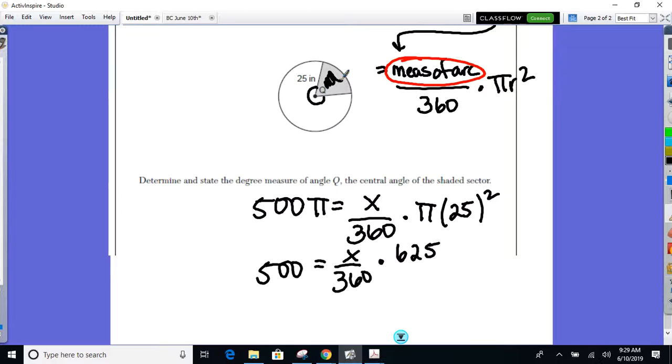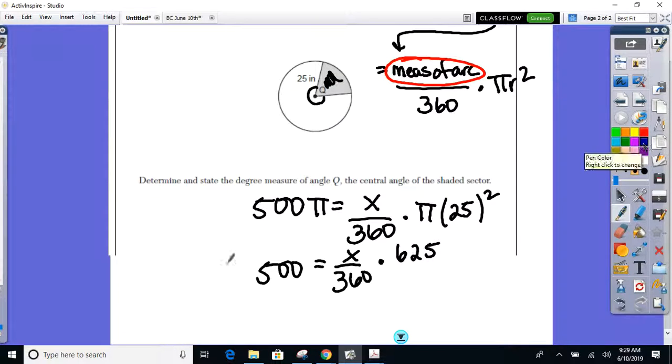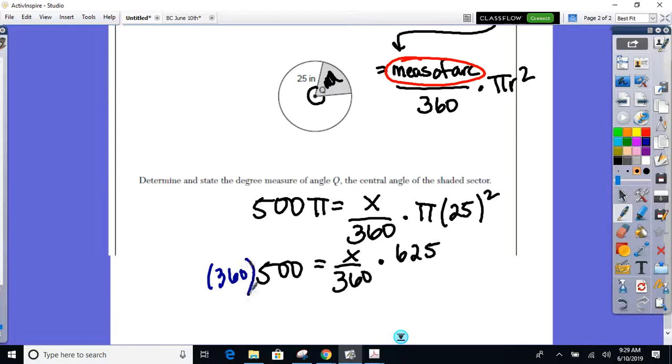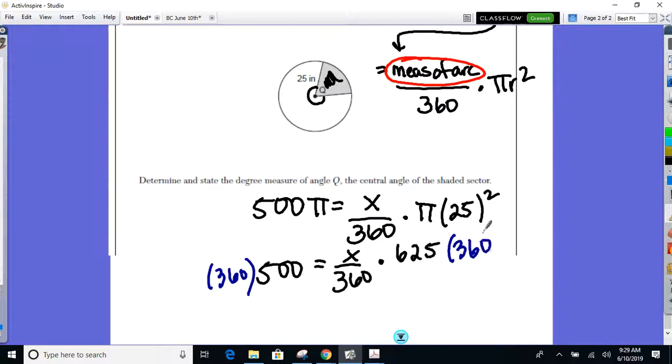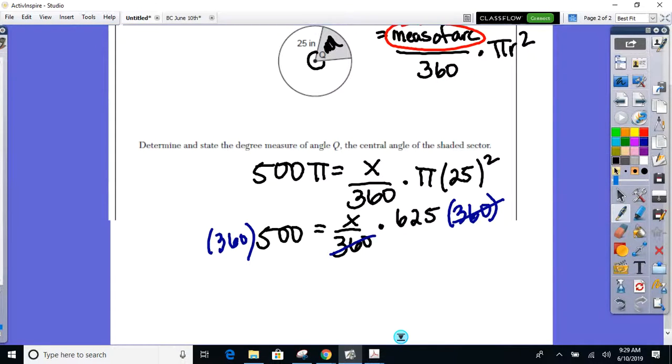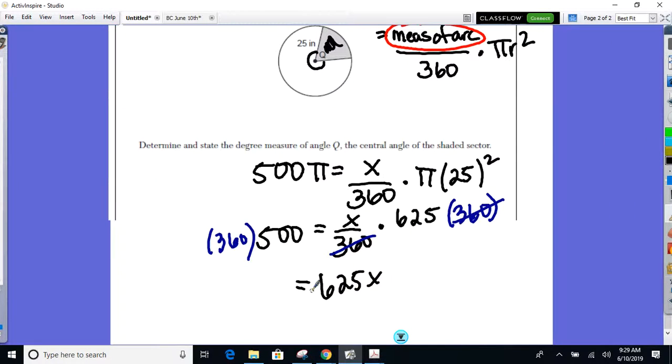What are you guys doing here, Thomas? Okay, multiply both sides by 360. That's fine with me. Get rid of the 360. And now you just have 625x equals whatever that number is. And then divide both sides by 625. That's your angle. And then, like you said, Jack, subtract it from 360.